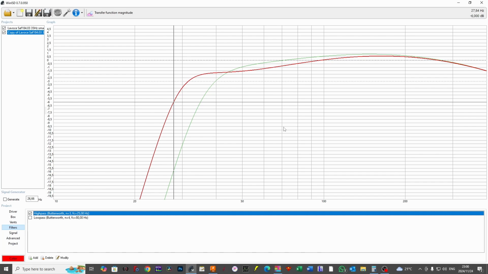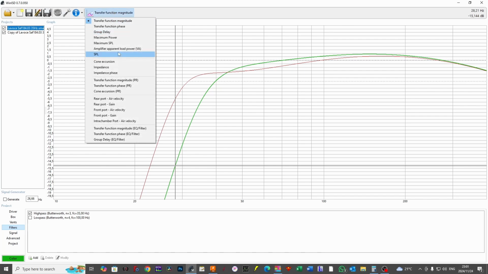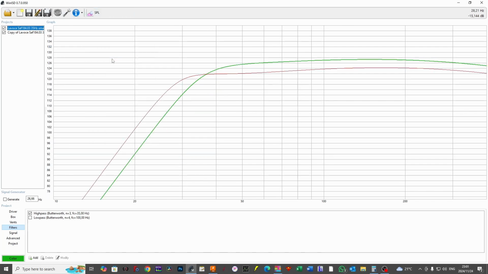And if we were to compare the two overall, I mean, minus 6 dBs versus, I don't know where we're at, 27 hertz, eh? Yeah, I mean, we're talking well over 10 dBs. So big difference in transfer function magnitude. All right, so let's go and have a look at the SPL, because this is where things come into place.